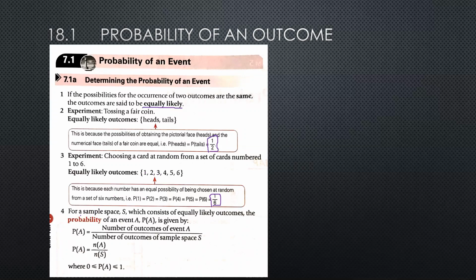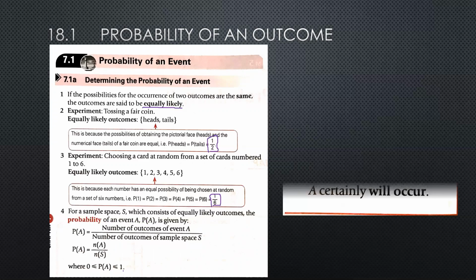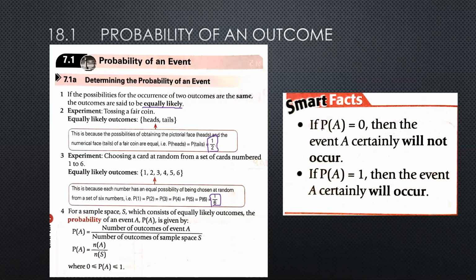So for a sample space S, which consists of equally likely outcomes, the probability of an event A is the number of outcomes of event A over the number of outcomes of sample space. P(A) is n(A) over n(S), where 0 is smaller or equal to P(A), which is smaller or equal to 1. If P(A) is 0, the event A certainly will not occur. If P(A) is equal to 1, the event A certainly will occur.